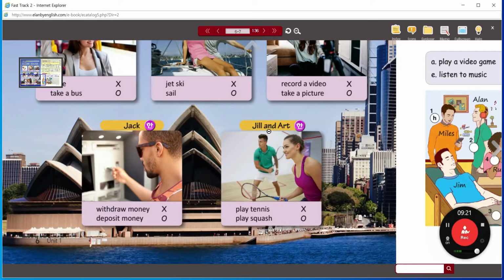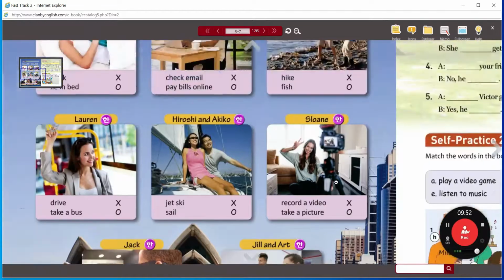And finally, Jill and Art. What are they doing? I see them on a court. They've got rackets. Are Jill and Art playing tennis? No. They are playing squash. And if you're not sure about that, we have some translations here. Okay, so that's how we ask about certain activities.